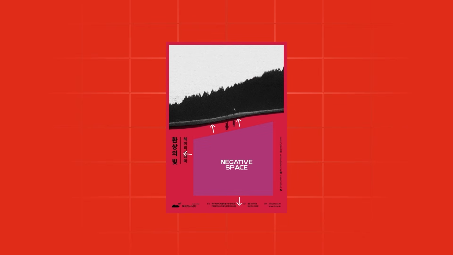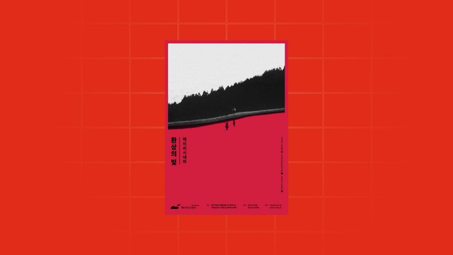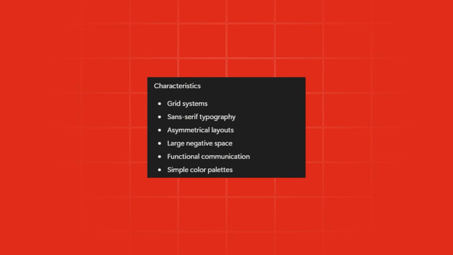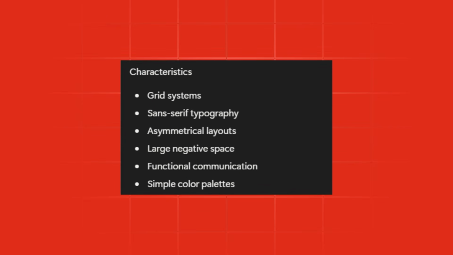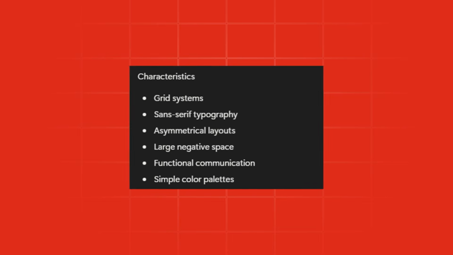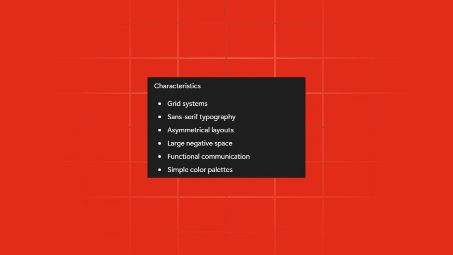The thing I loved in this design is how the negative space is used to focus the image and the title, which is a very smart and the easiest way to convey the message. Also, mainly ChatGPT provided me details like characteristics used for this design: grid system, sans serif typography, symmetrical layouts, large negative space, functional communication, simple color palettes. This gives a clear understanding on the designer's view.